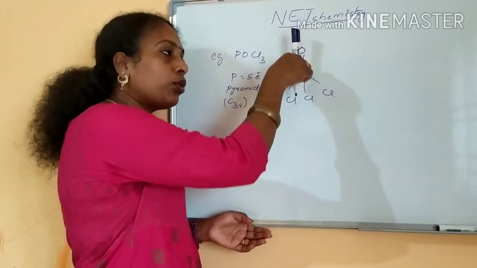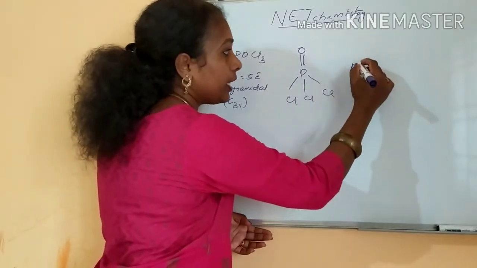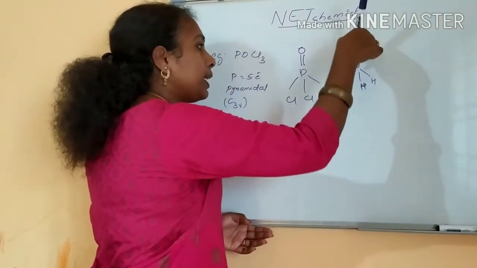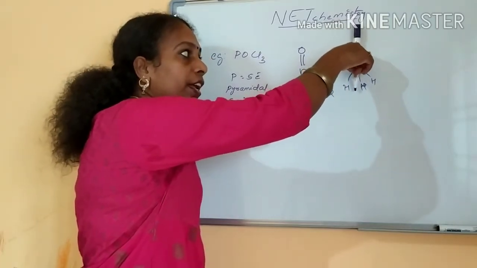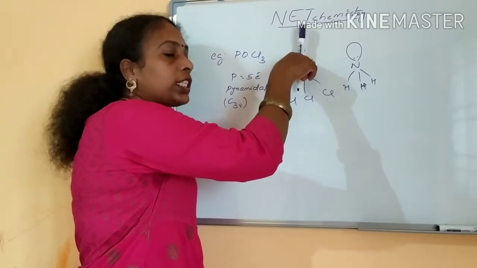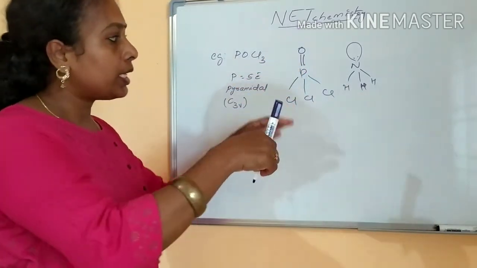The C3 axis is through... before, in the NH3 case, if we see in the case of ammonia, the C3 axis is through nitrogen and lone pair. Okay, here phosphorus and oxygen. The C3 axis is through phosphorus and oxygen.